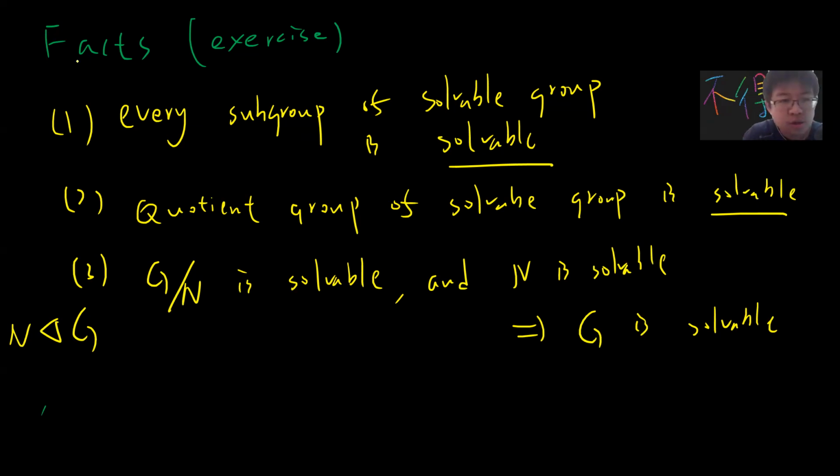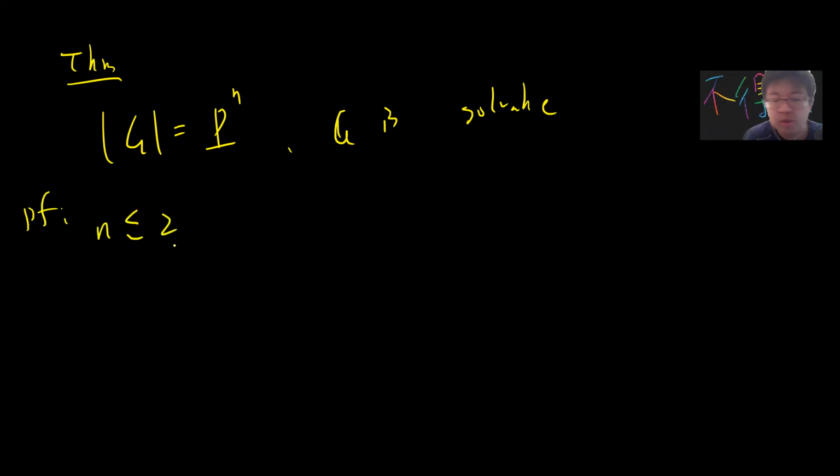The theorem that I want to prove, which is very simple: if G has order p to the n, a prime power, then G is solvable. This proof is very simple. When n is less than or equal to 2, then by the classification G is of order p squared and G must be abelian, so G is solvable. Then for n greater than 2, I can do it by induction.